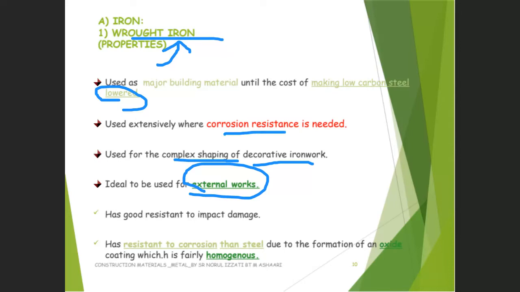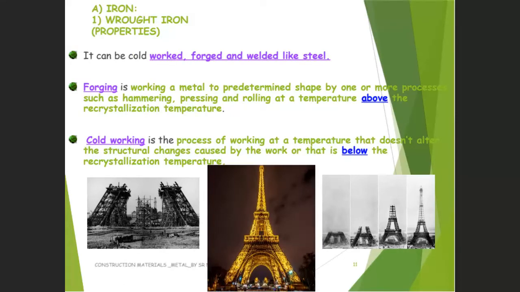It has good resistance to impact damage as well, and resistance to corrosion of the steel due to the formation of an oxide coating, which is fairly homogeneous. Homogeneous means uniform. Okay, you have an oxide coating inside, so that will cause this type of material to have better corrosion resistance as compared to the steel. That would be category number one under red iron.